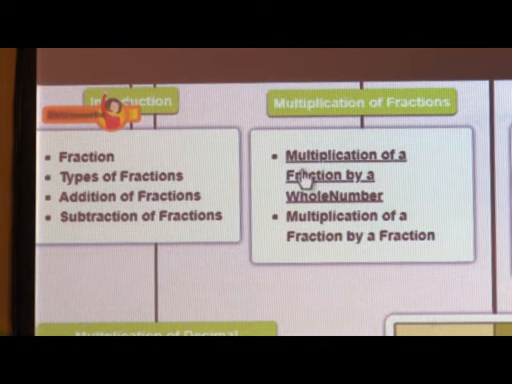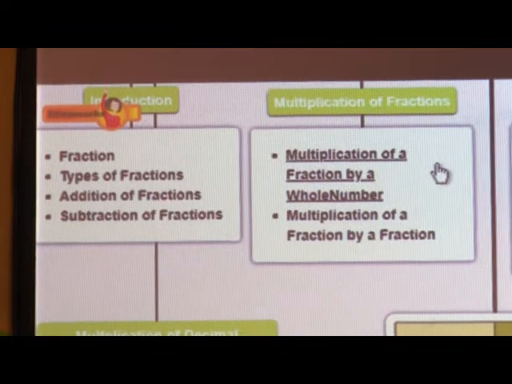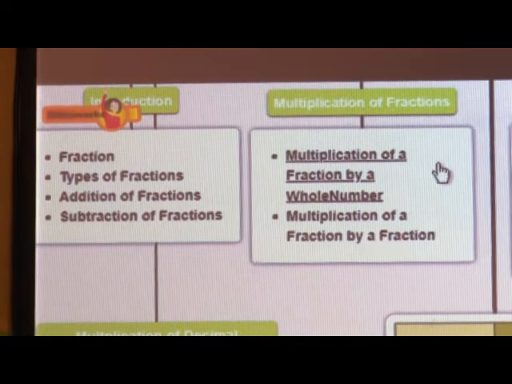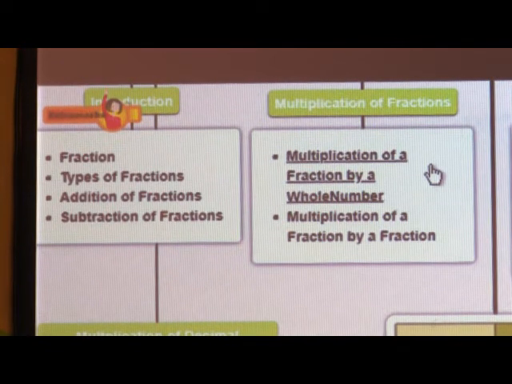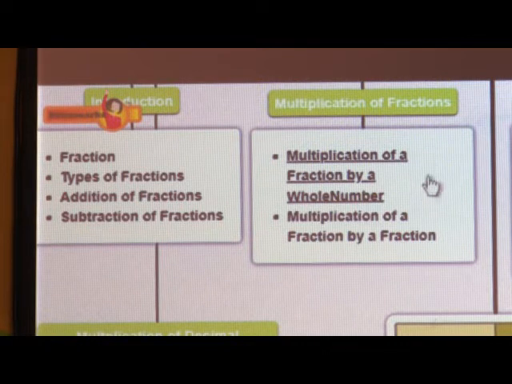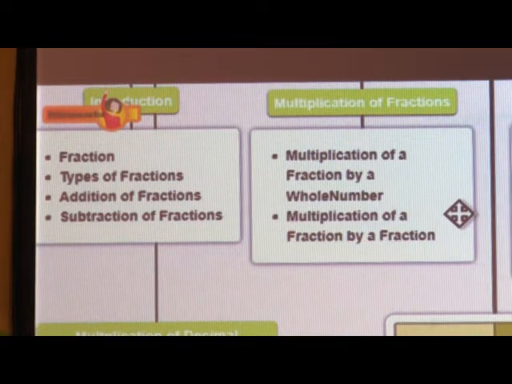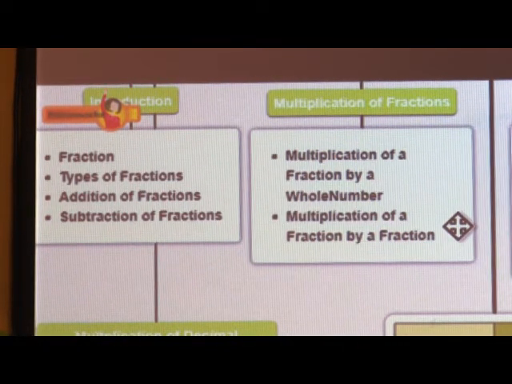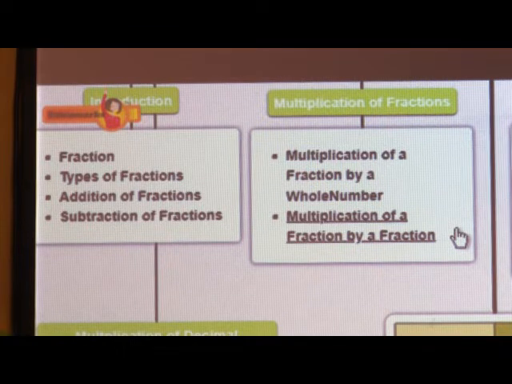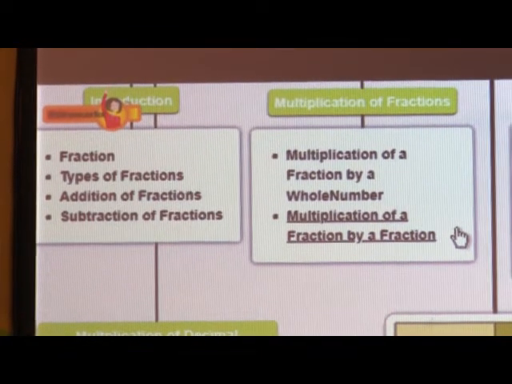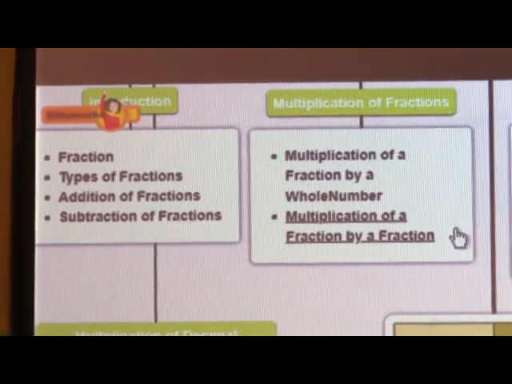The third operation is multiplication of a fraction by a whole number. What is a fraction? You know now. Now we will multiply it by a whole number to get a mixed fraction. Another concept is multiplication of a fraction by a fraction. Suppose it is 1 by 2 multiplied by 5 by 4. This is nothing but fraction multiplied by fraction. These are the three operations I have said orally.